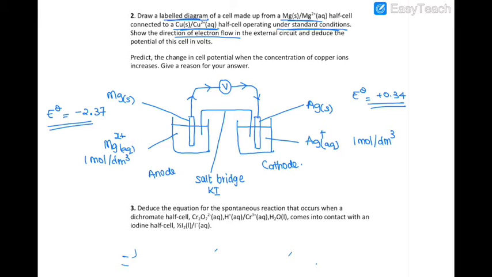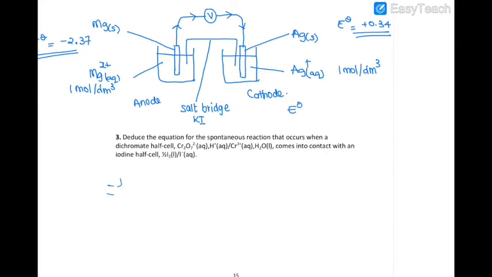You need to deduce the potential of this cell. So the overall electrode potential of the cell is reduction minus oxidation. So reduction will take place at the cathode and oxidation will take place at the anode.